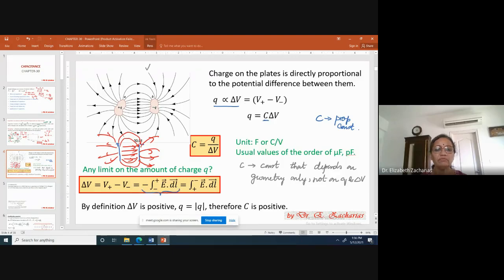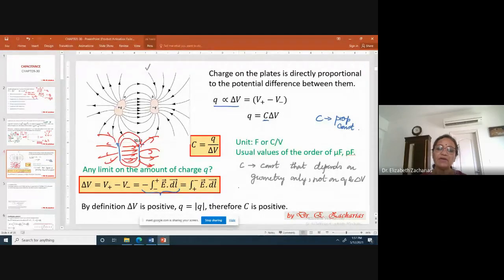Where is this coming from? Chapter 28, or what I have asked you to recall. It comes from there: E is equal to minus dV by dl. Now what you do is you just interchange the limits of integration. Then this minus sign will go. It becomes integral plus 2 minus E dot dl.